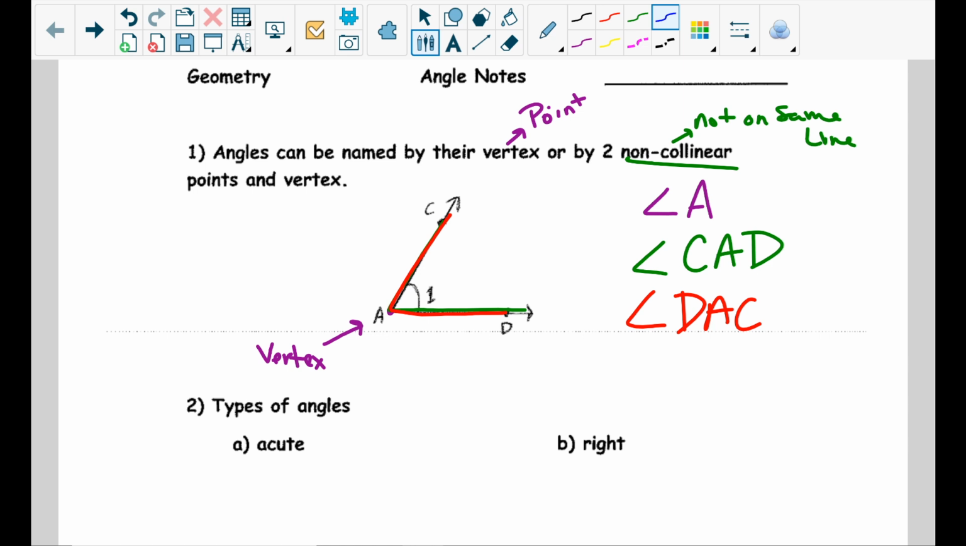So look, can I say CDA or ACD? Right? Can I say ACD? No, because it doesn't follow that line, right? So make sure when you're naming these angles, all you have to do is trace it. CAD, DAC, okay? Whatever one you want to name.